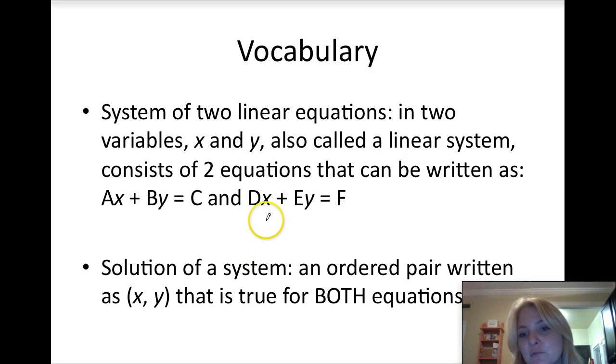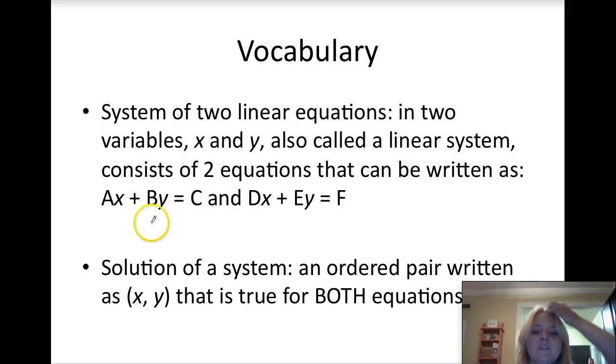It consists of two equations that can be written as ax plus by equals c and dx plus ey equals f, meaning we have two linear equations, hence the title, system of two linear equations. Now, our solution of a system is an ordered pair written as (x, y), once again in parentheses, that is true for both of the equations. So we'll get a point of intersection when we're graphing that will produce an ordered pair that, when substituted back into both equations, will produce a true statement.